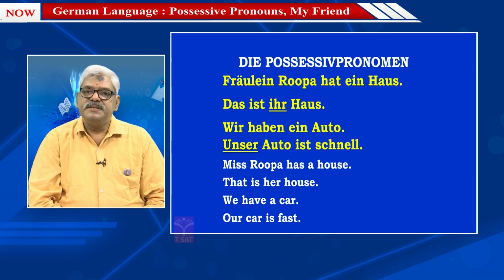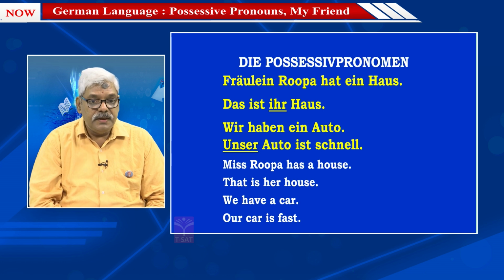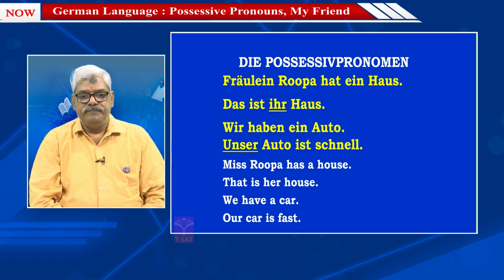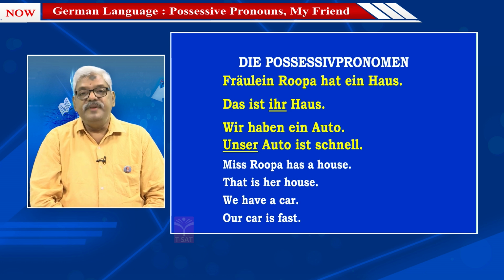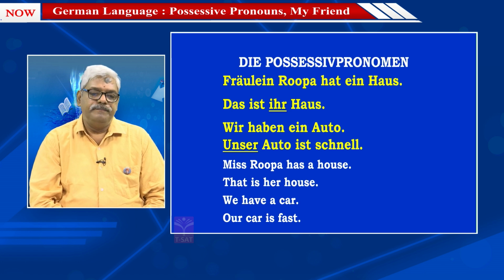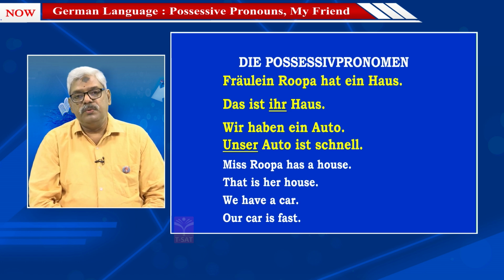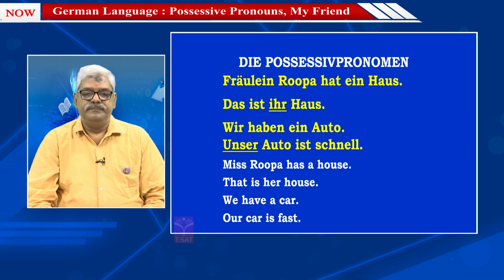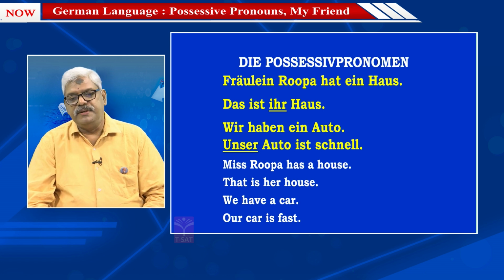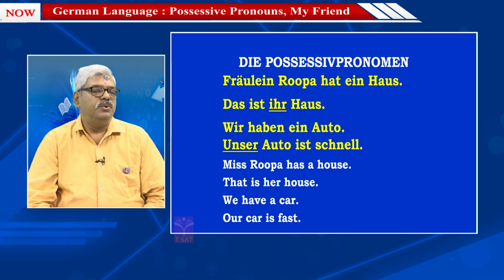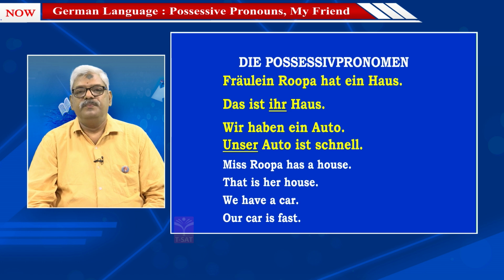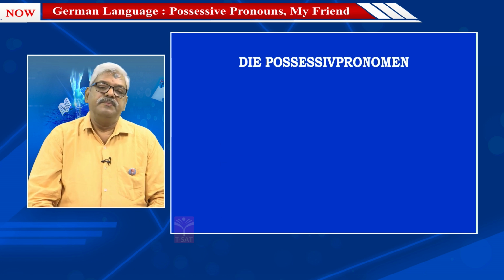Once again, the sentences. Fräulein Rupa hat ein Haus. Das ist ihr Haus. Wir haben ein Auto. Unser Auto ist schnell. When you look at this word, you may be reminded of English auto. No, it is to be pronounced as Auto, with the German pronunciation. Let us go to some more examples.